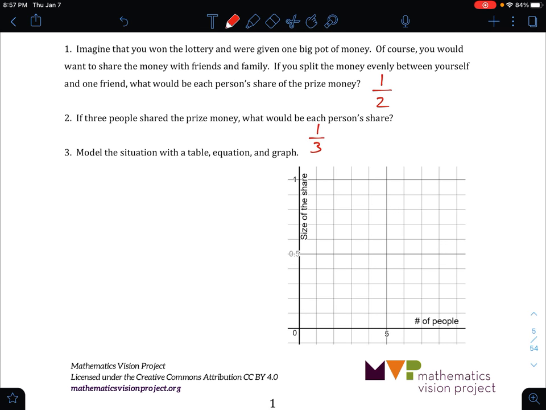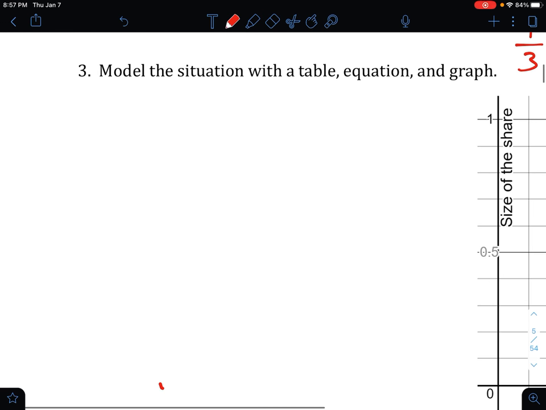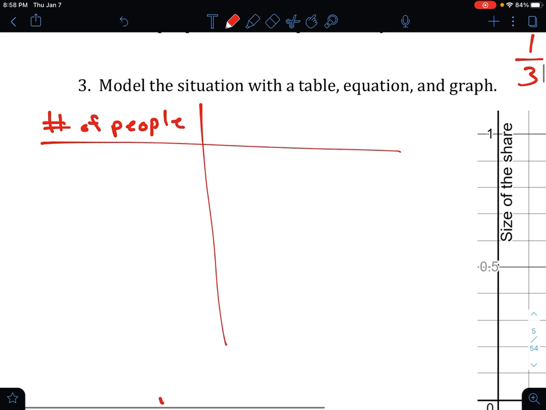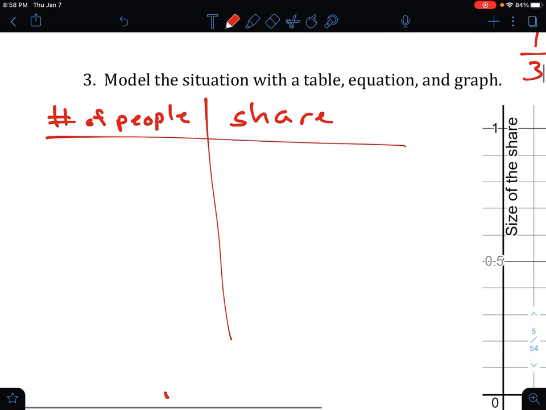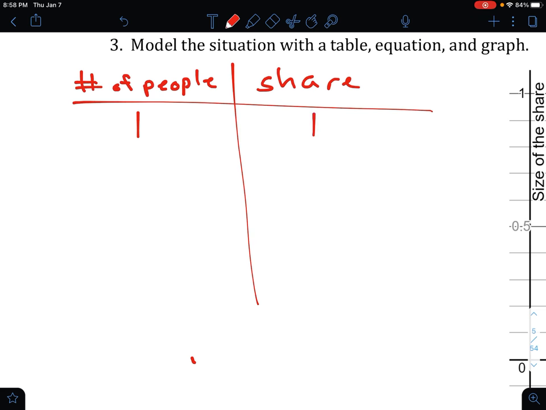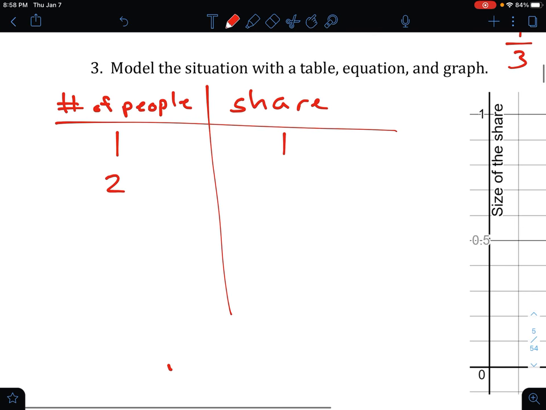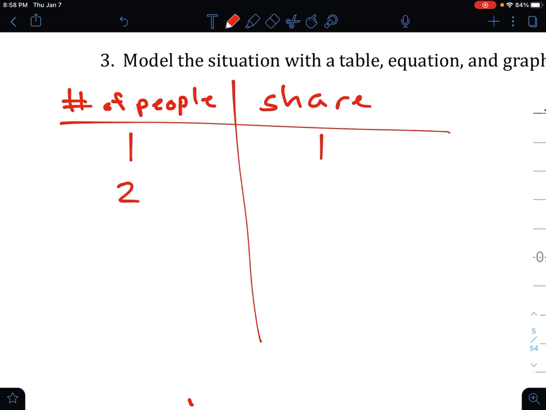It says model this situation with a table, equation, and graph, all right? So we'll start out, we'll have our number of people. And then we'll put their share. All right. So, of course, if we have one person, they're going to get the whole thing. If we've got 2 people, they're going to get half of it. Now, I'm going to start using decimals just because I think decimals are easier to graph. That's me personally. If you like fractions, go ahead and use that. Like that your fraction would be 1/2, which is equivalent to 0.5.